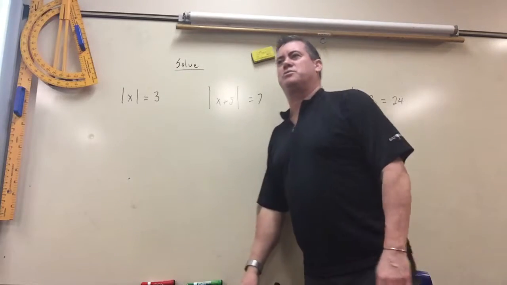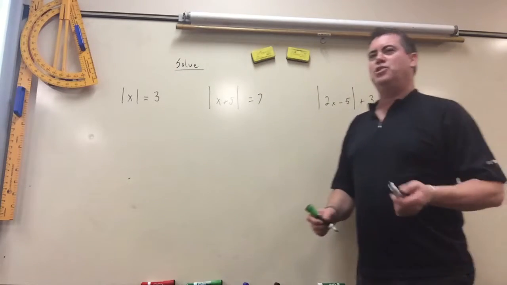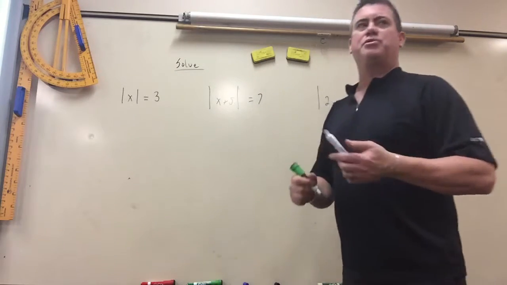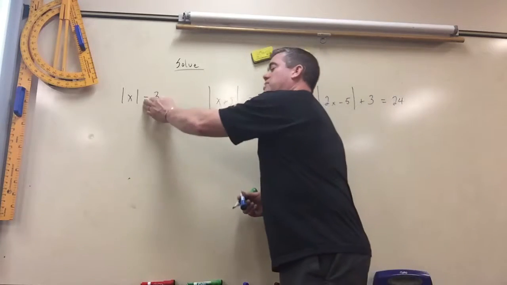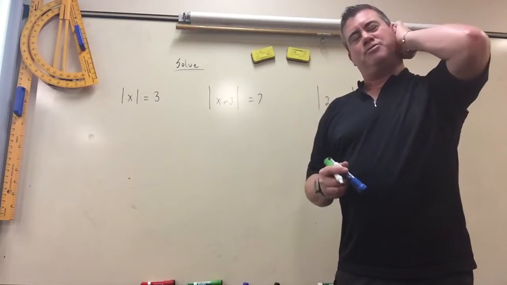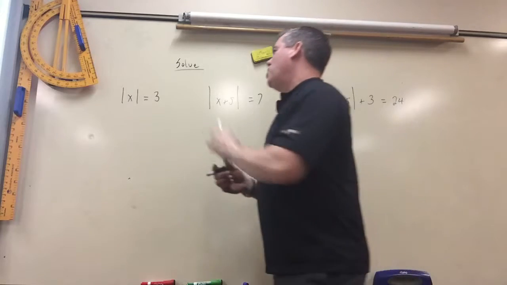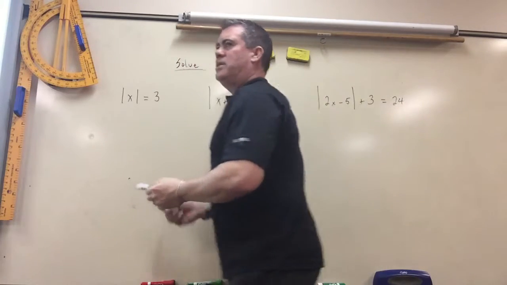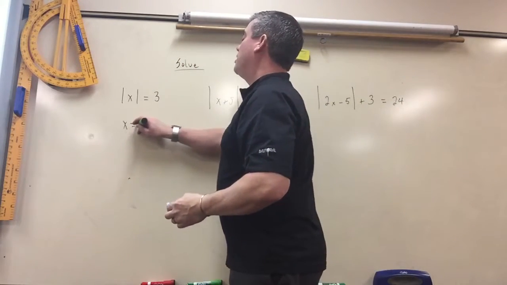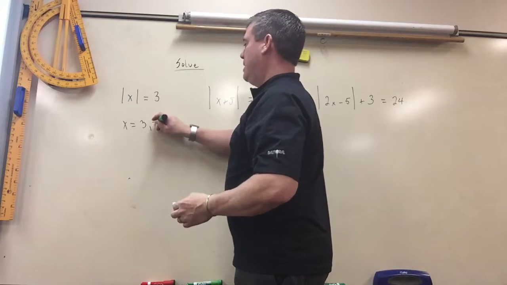Absolute values. There's 2 answers. Yes, you need to remember absolute value equations or inequalities have 2 answers. So this is a simple one. X equals 3. The 2 answers are 3 and -3.